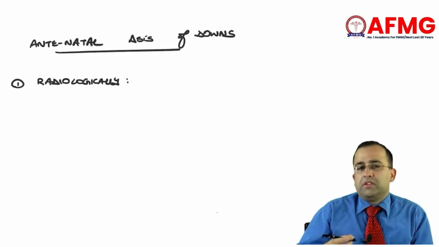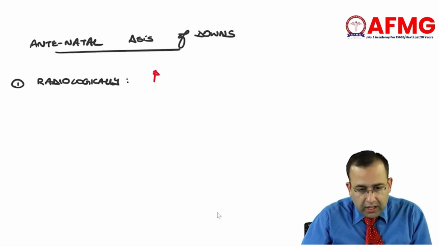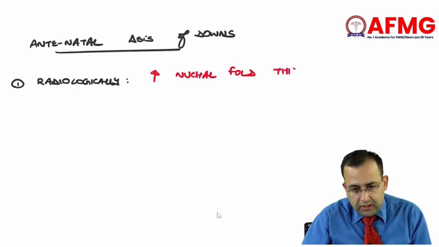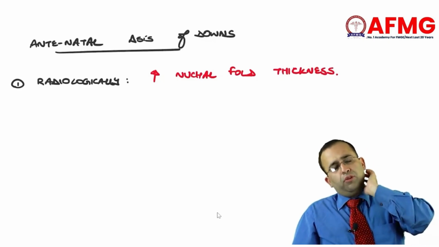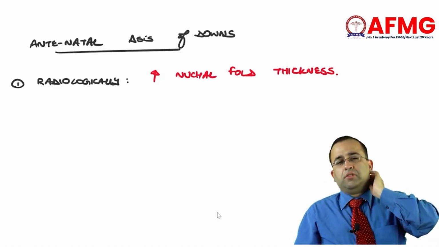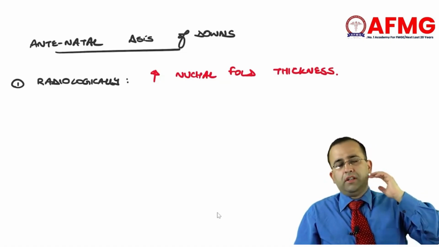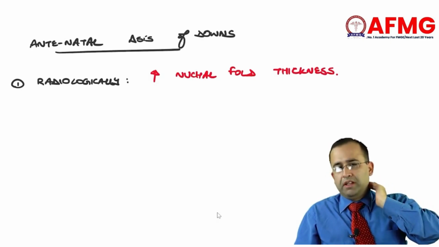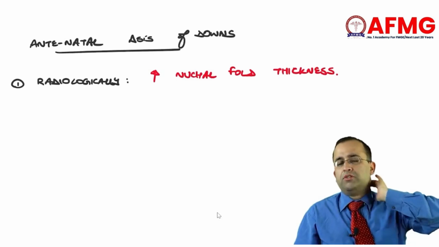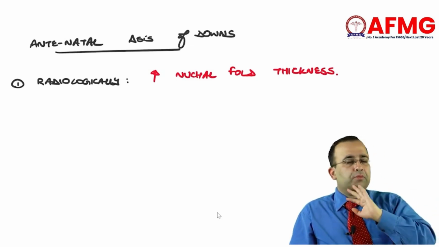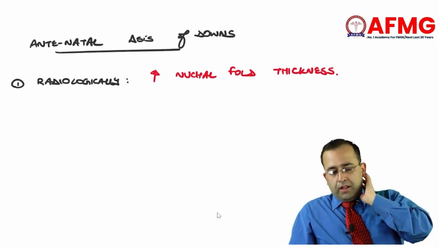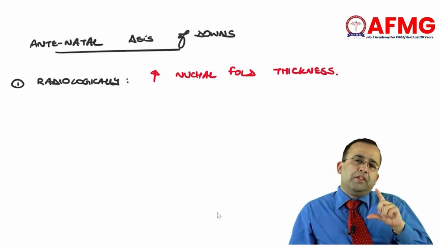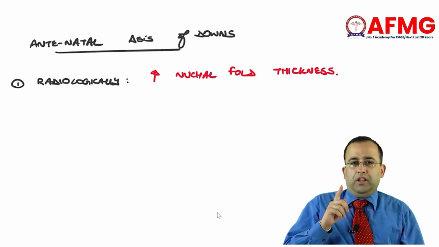Radiologically, Down syndrome is associated with increased nuchal fold thickness. Nuchal fold thickness मतलब neck की thickness increase हो रही है. I am not interested in telling you that nuchal fold is the space between the vertebra and the subcutaneous tissue of the neck. Technicality है, nobody is going to ask you that.